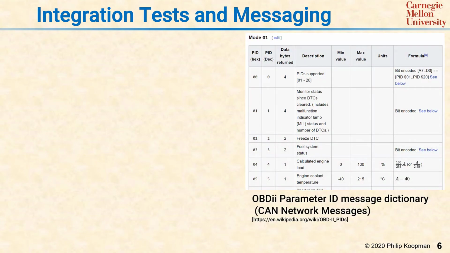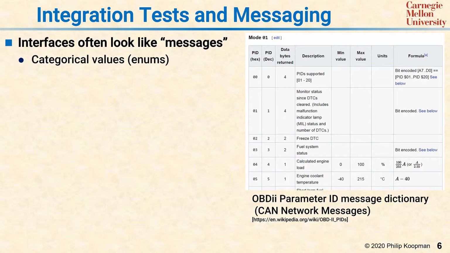In addition to sequence diagrams, it is common for high-level designs to also have some sort of interface description. Many interfaces look like messages one way or another. Here's an example of the OBD2 parameter ID message dictionary, which makes automotive operational parameters available via diagnostic port.